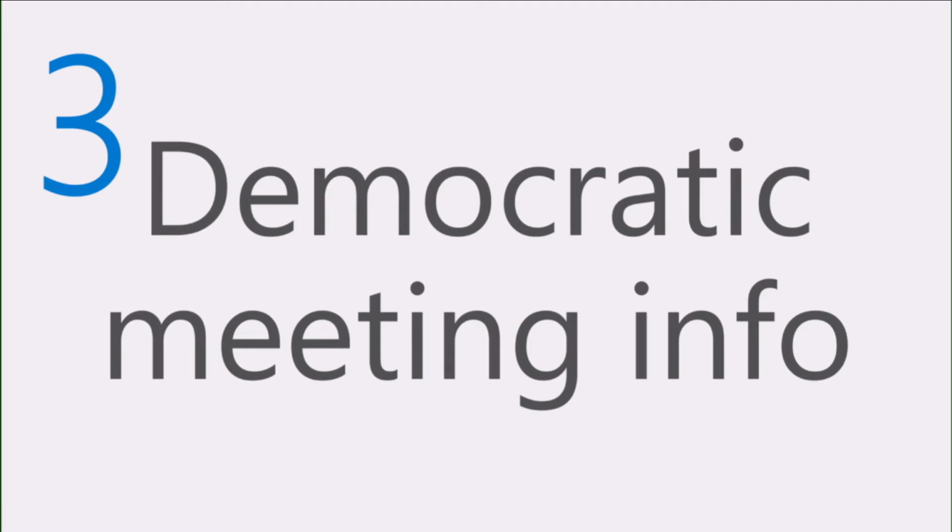And the last one is democratic meeting information. So what this means is that attendees are going to have the same information on the attendee list as the organizer. So you'll be able to see other people's accept, tentative, decline, who's been forwarded the meeting, that kind of stuff. So we'll talk about that as well.